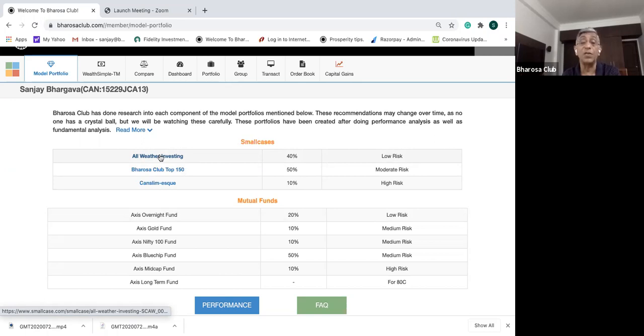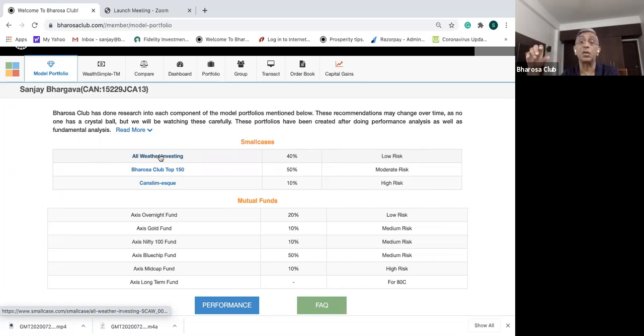What we're saying is that 40% of your money should go into a low risk small case, 50% should go into a moderate risk, and 10% should go into a high risk. Now, this is for a person who's neither very risk averse nor highly aggressive, so in the middle kind of thing.